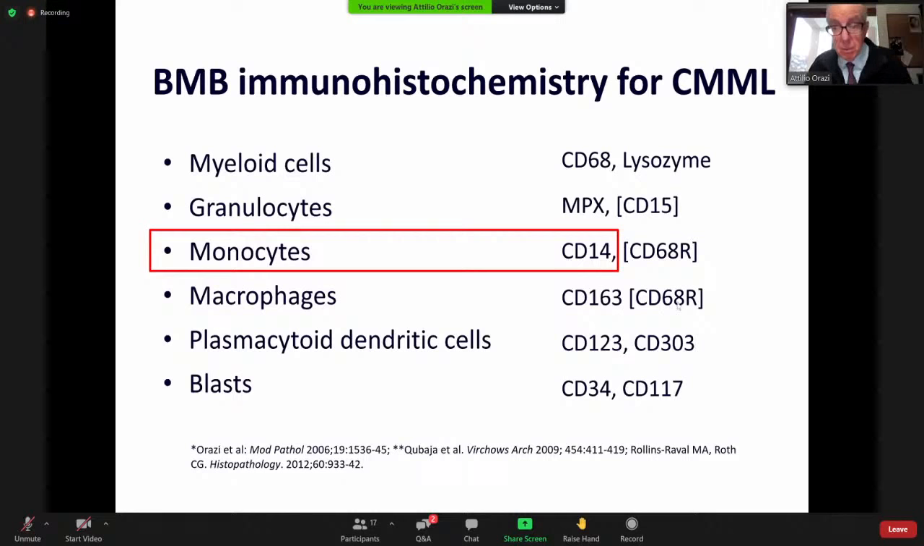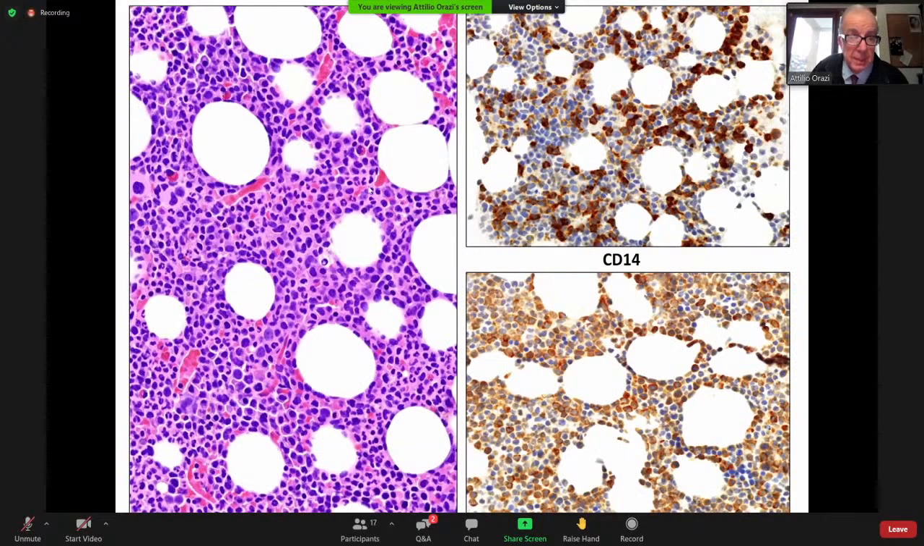Those are not so good: the CD163 and the PGM1. You might want to do CD123 for the plasmacytoid dendritic cells. I'm going to show that in a sec. And of course, to count the blasts, CD34 with the MABC kit can be of some help. So this is an example, nice CMML, morphology on the left, CD14 much more than what you would expect, and myeloperoxidase is also very high.